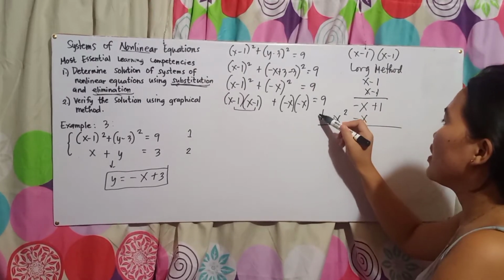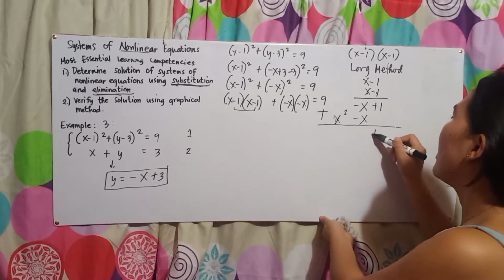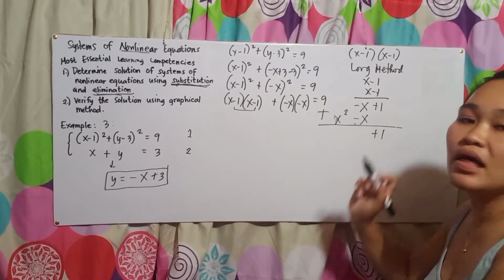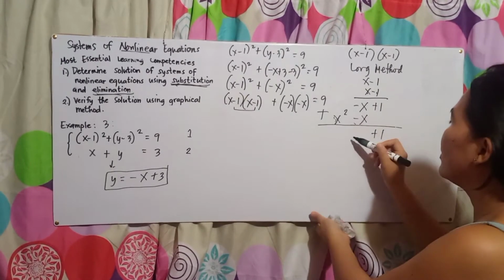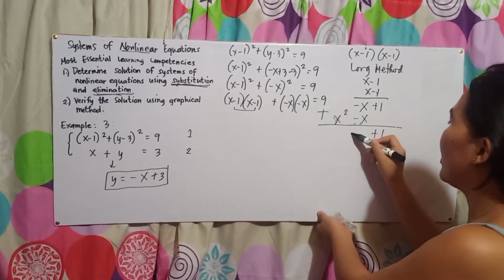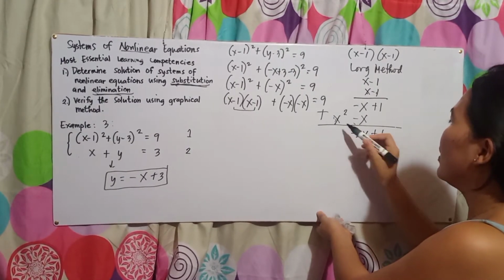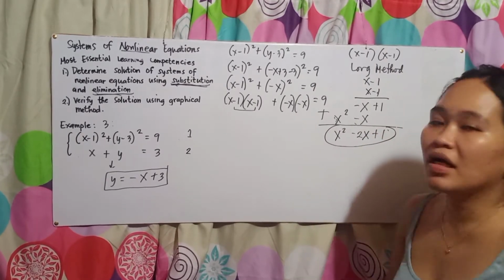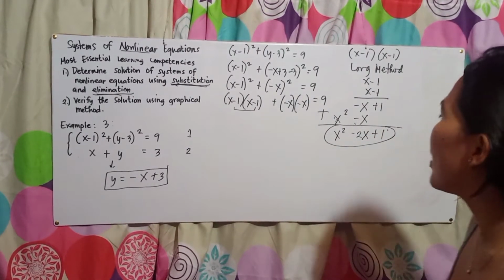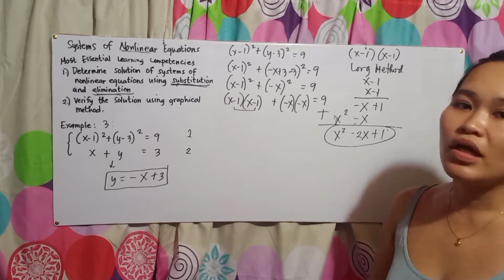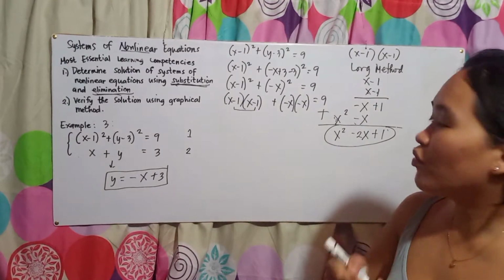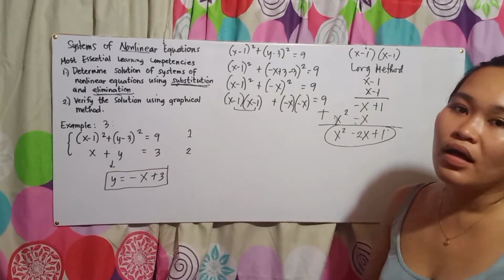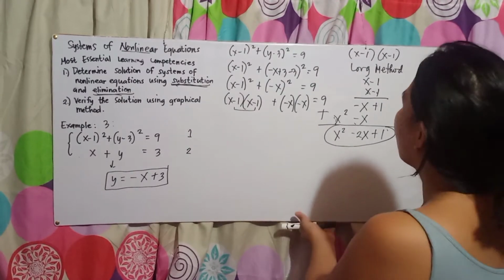So, we add them. Since both are negative, we add and copy the sign. So, negative 2x. Then bring down the rest. So, the answer now is x squared minus 2x plus 1. Okay, now I will show how to solve using the FOIL method.